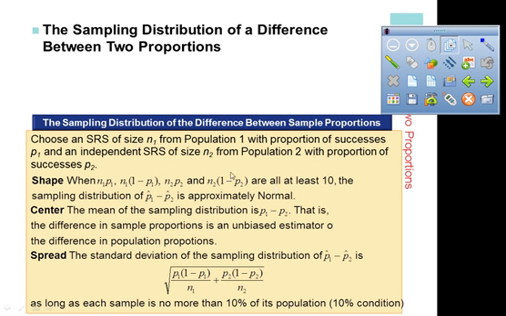So remember, when you check the normal condition, you're doing N1 times P1, and N1 times 1 minus P1, and then N2 times P2, and N2 times 1 minus P2, because you have to do it for both populations. You have to do it twice, once for each. Hear me, you must do it twice now, because we have two populations of interest we're working with. All right? They tell you how to find the spread as long as there is no more than 10% of the population condition. All right? So you would check that for both again.